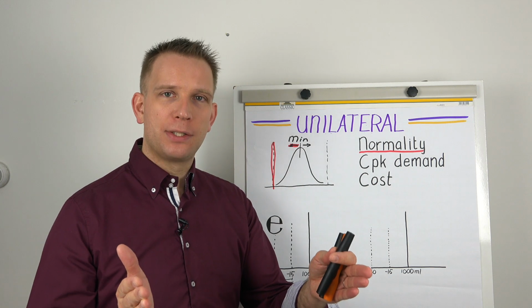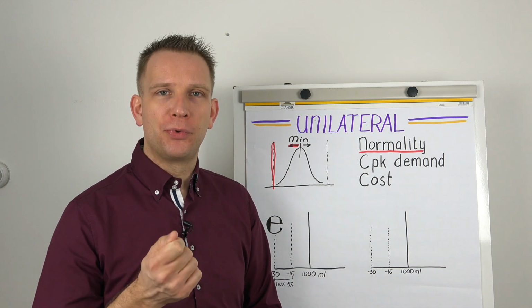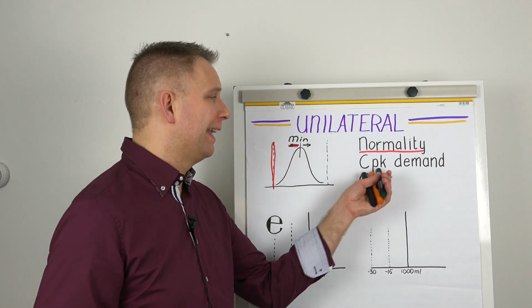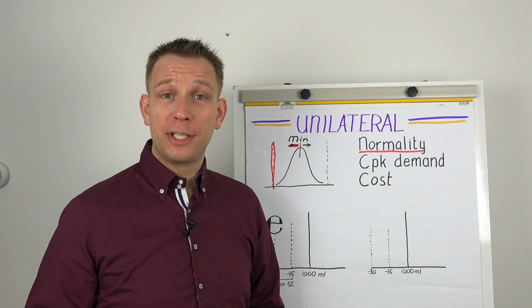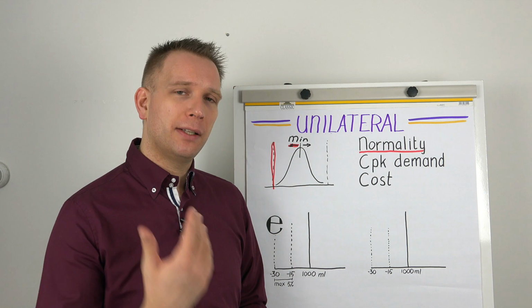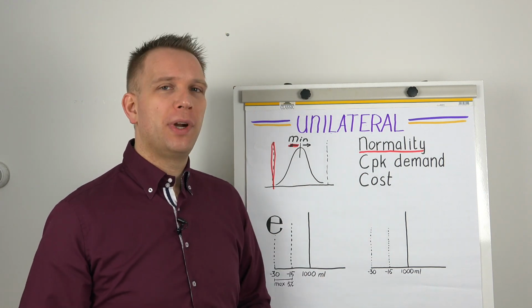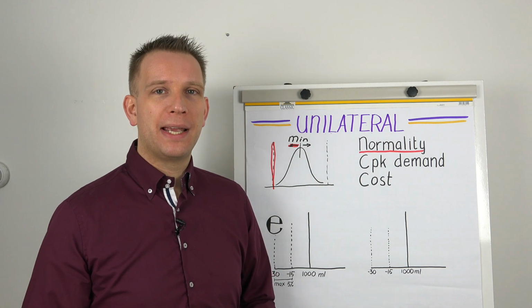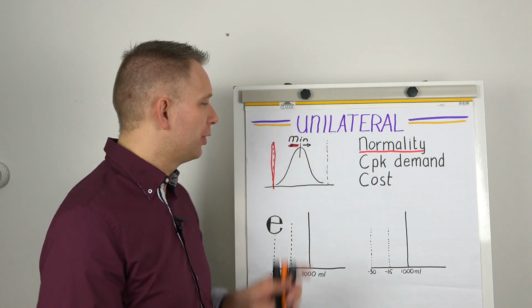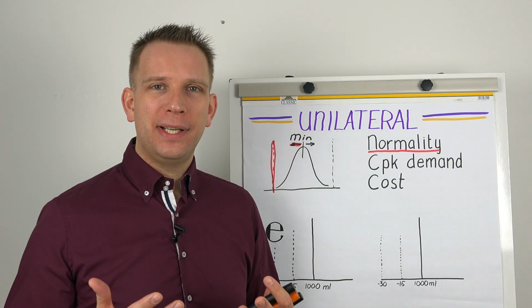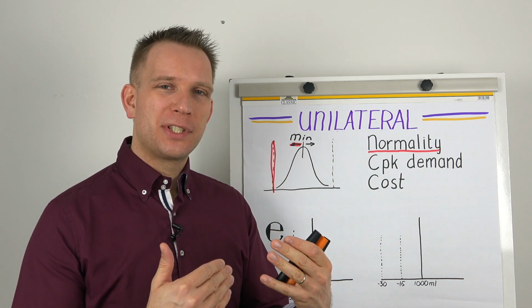I want these widgets and I need you to produce them with a CPK of 1.67 minimum. Then you get a very clear CPK demand. But in other industries, and especially in the food industry, it's not very common to ask for a CPK. In fact, it is very common to ask for minimum levels. And then how do you decide what a customer still accepts?